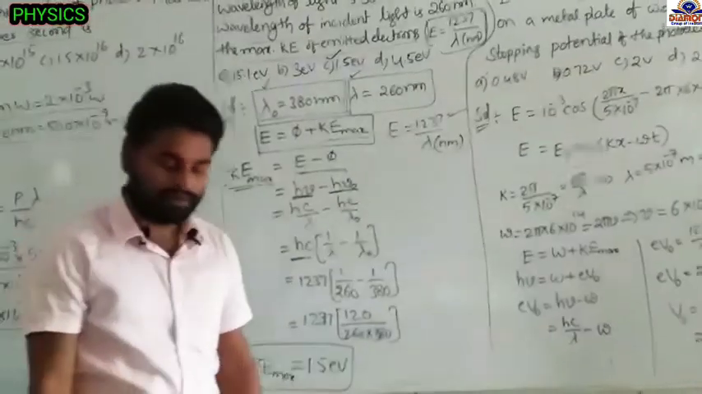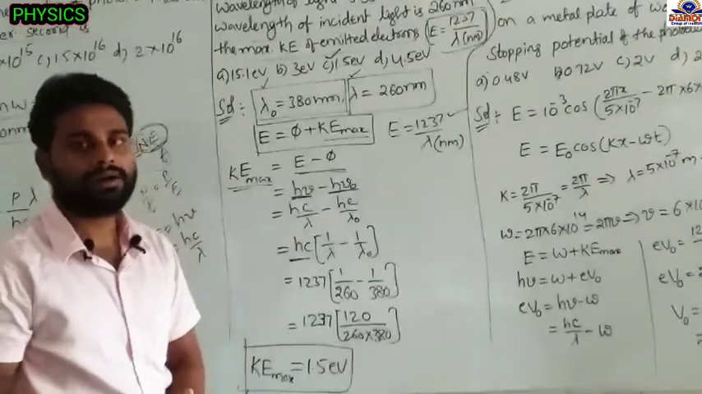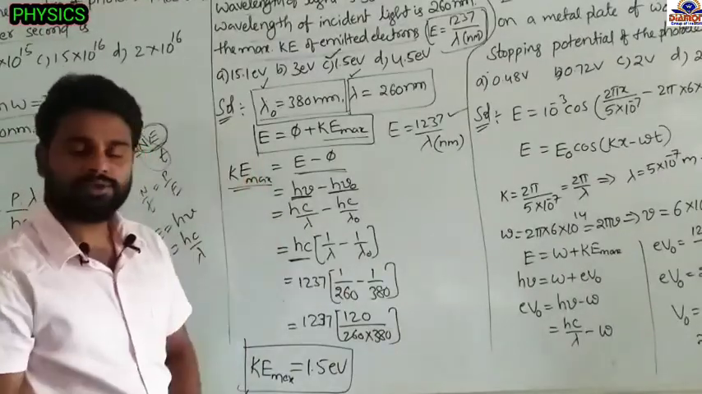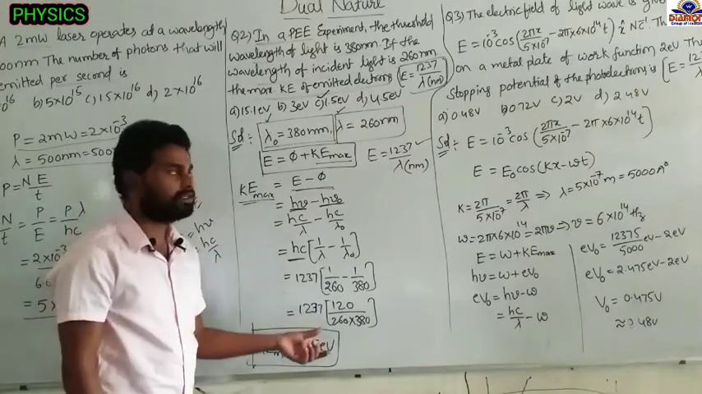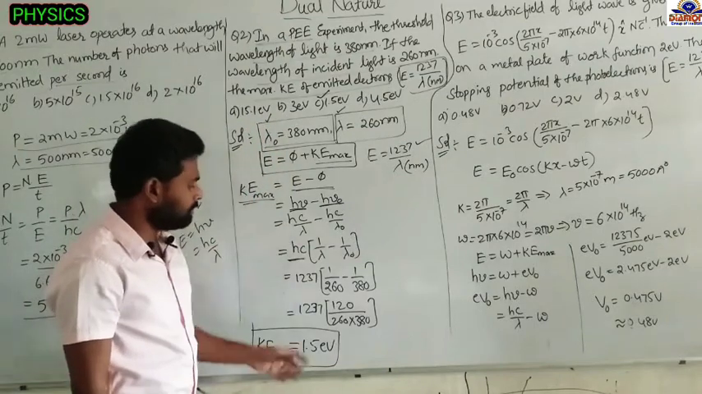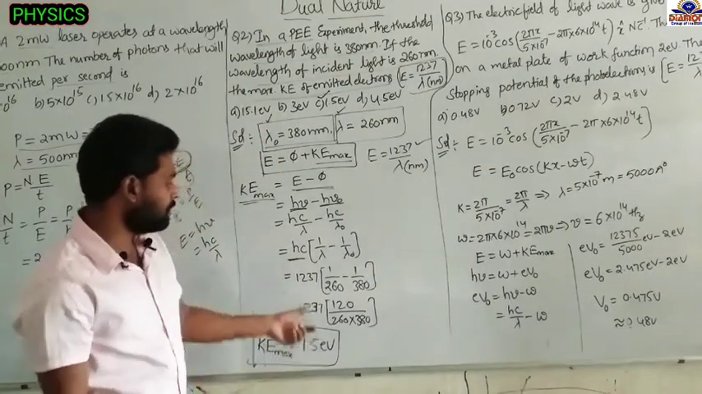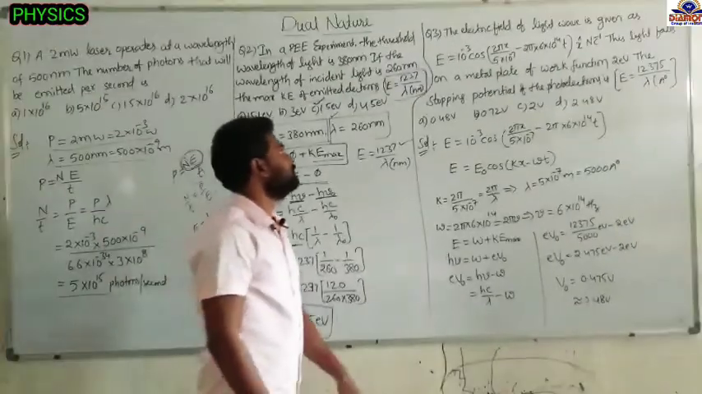So in dual nature we will get easy questions, mostly questions based on the photoelectric effect. We know the formula and they will give simple data, but you have to concentrate on the simplification. It will take some time, but if you concentrate on this, it will take less time. Okay, next see the third question.